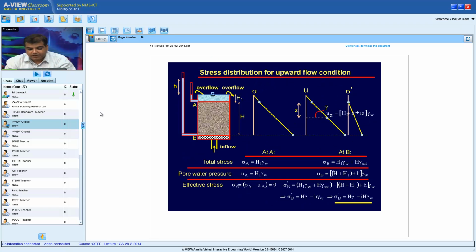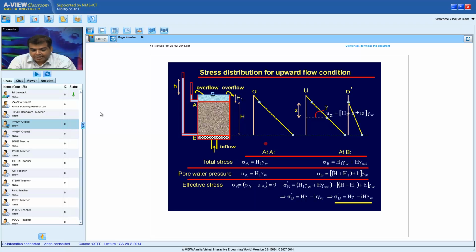Just to explain this, we have the same set of figures for upward flow. Remember, we did something for downward flow in terms of total stress, pore water pressure, and the effective stress. I would not like you to look at everything at one go. Let's look at the first row, which is total stress. Please ignore the bottom two lines for the time being.